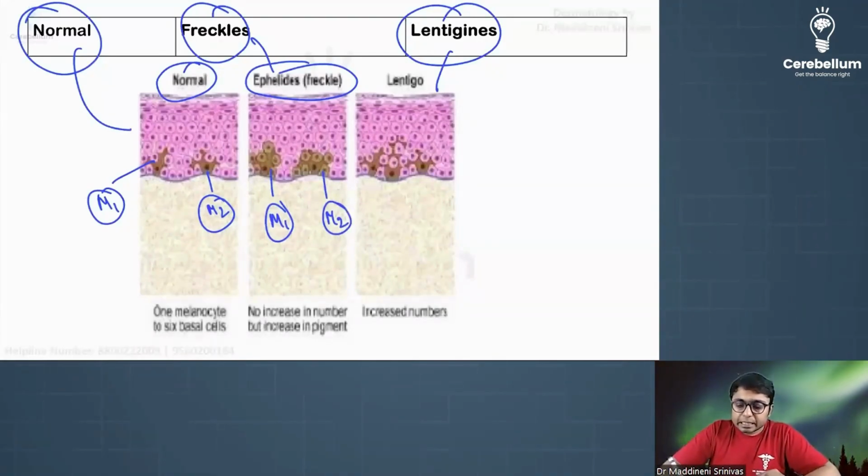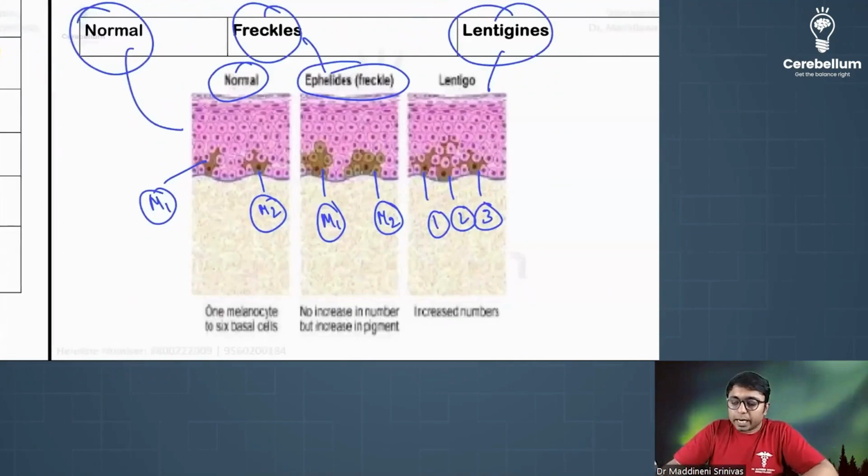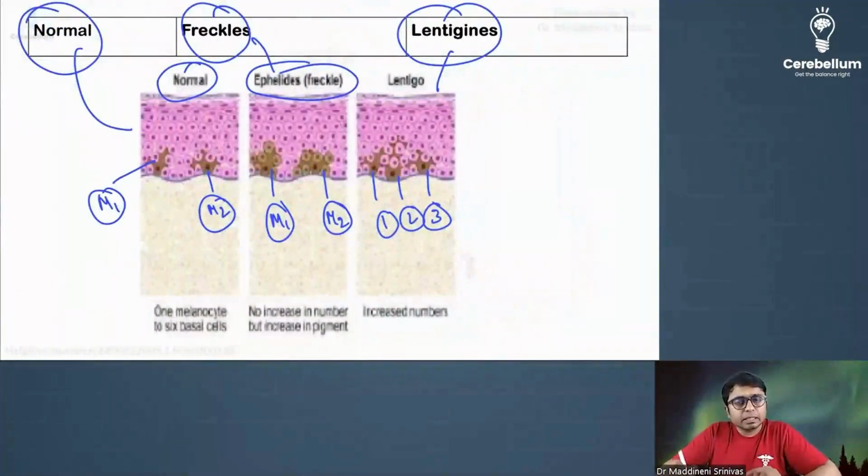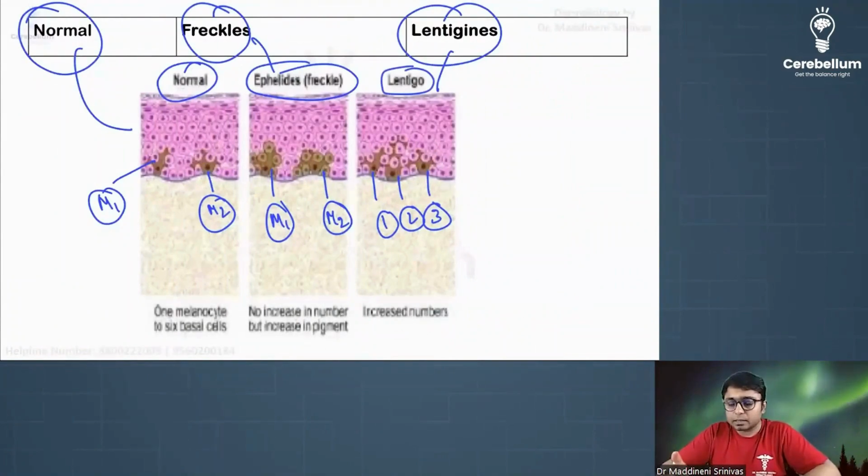in the lentigine, you can see there are 3 melanocytes, 1, 2, and 3. So the number of melanocytes will be increased in lentigines. That is the point you can remember with this image. Lentigines, number of melanocytes will increase.